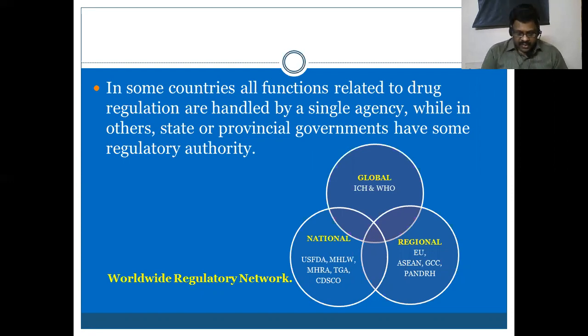Like that, GCC is the regional agency of the Gulf Cooperation Council. Gulf countries have their own regulatory guidelines, so they are mutually interchanging their guidelines for approving and clinical trials among them. So GCC is called the Gulf Cooperation Council.